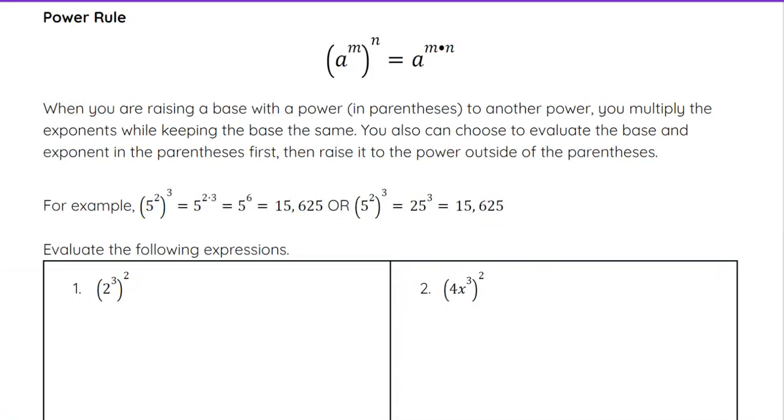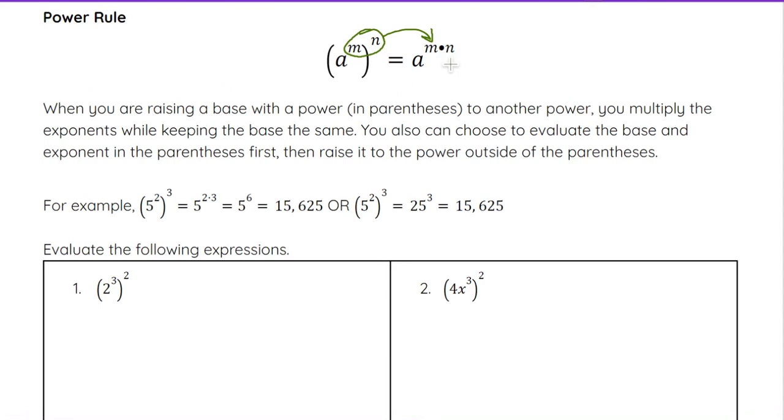So our power rule is used when we have an example like this, where we have a base raised to a power and then a power on the outside. There are two ways that we can think of these problems, and it depends on what the base is, whether it's numerical or a variable base. Either way, we can take a to the m raised to the n, with the parentheses around a to the m, and we can multiply these two exponents together. So m times n could be our new exponent. That is one method.